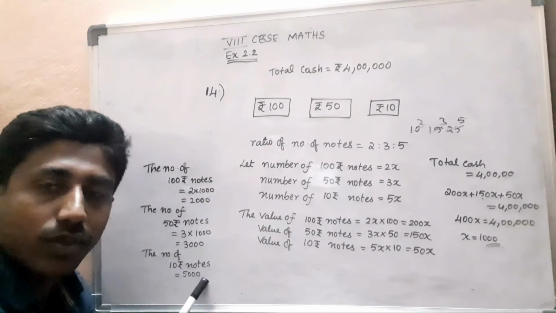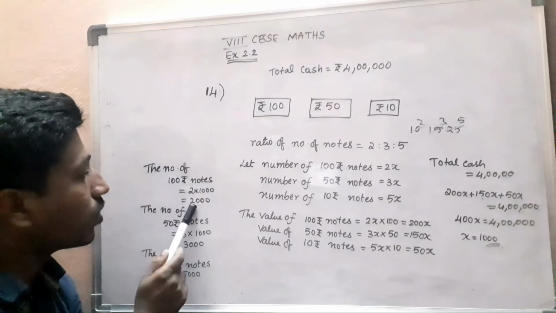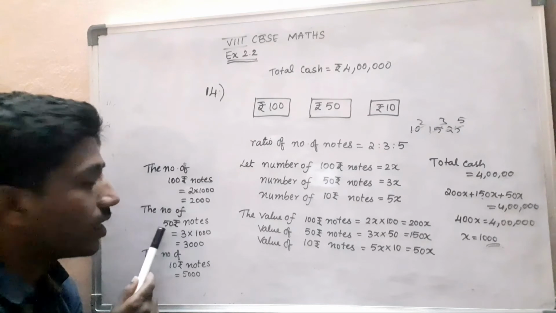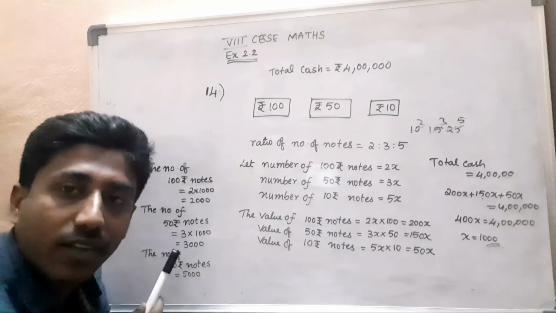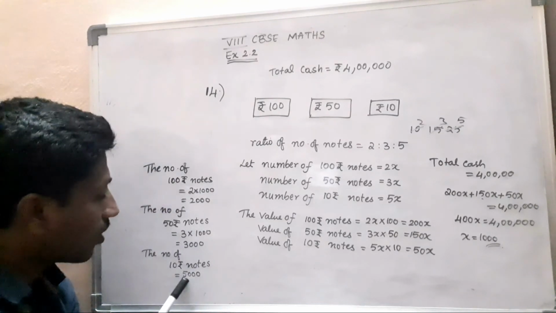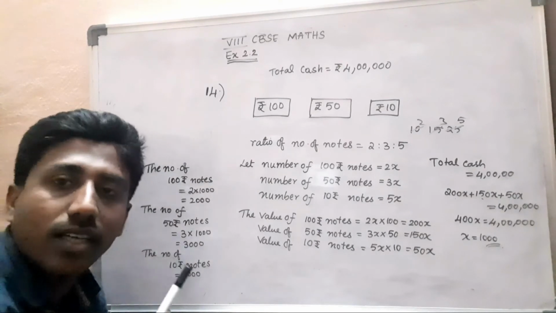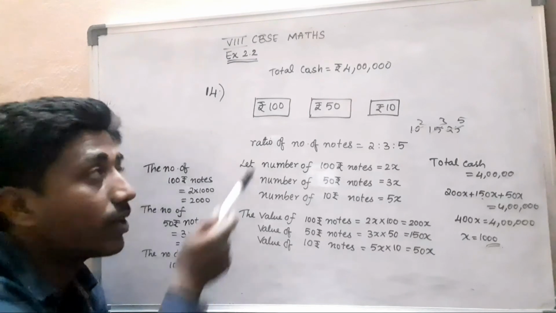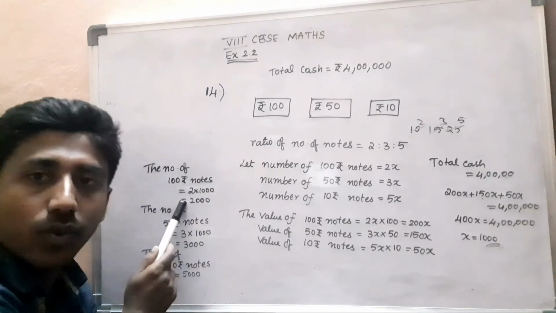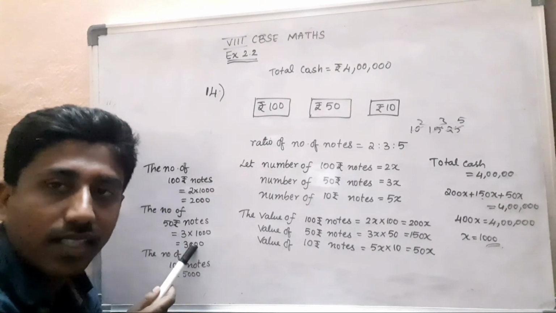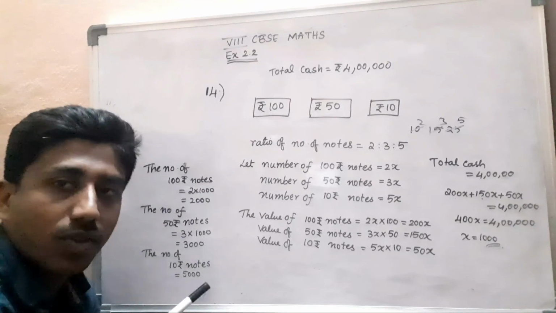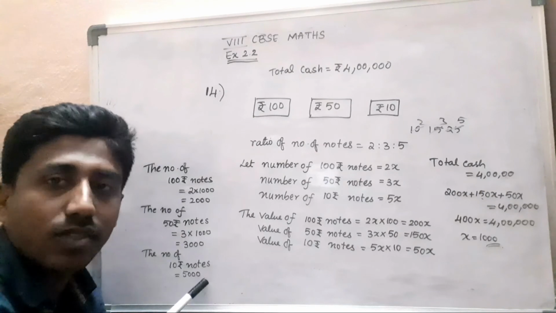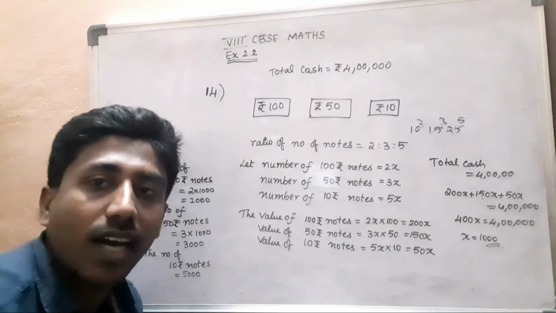So 5000 notes. So here 2000 into 100 gives you 2 lakhs. 3000 into 50 gives you 1,50,000. 5000 into 10 gives you 50,000. If you add up those values, then you will get 4 lakhs. 2 lakhs plus 1,50,000 is 3,50,000. 3,50,000 plus 50,000 will give you 4 lakhs. So like that you need to verify the answer.